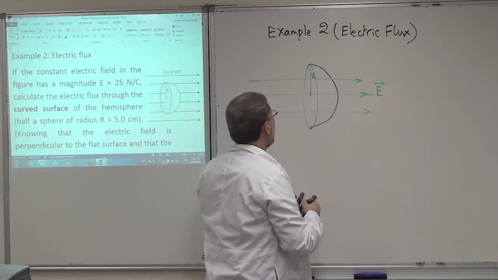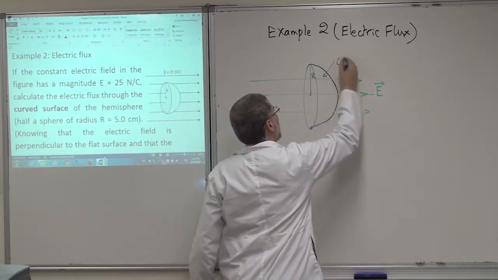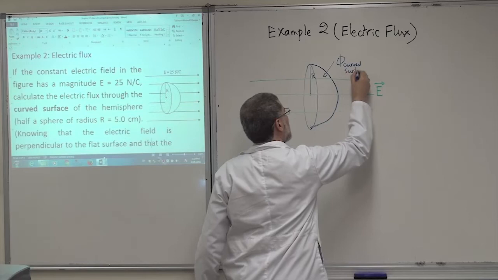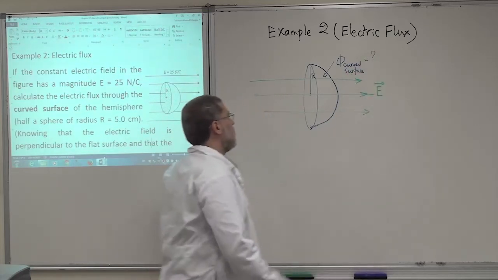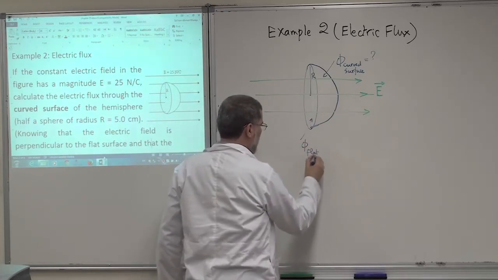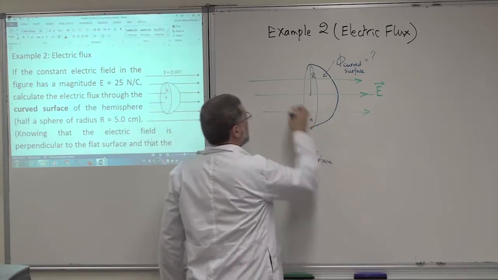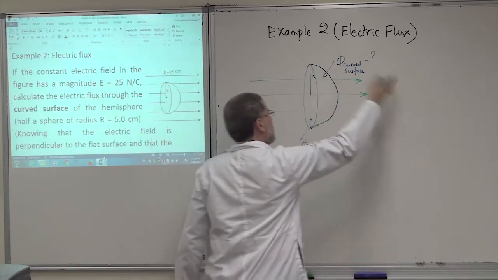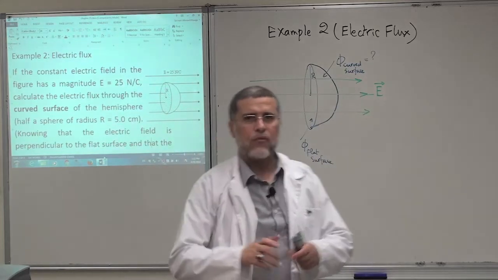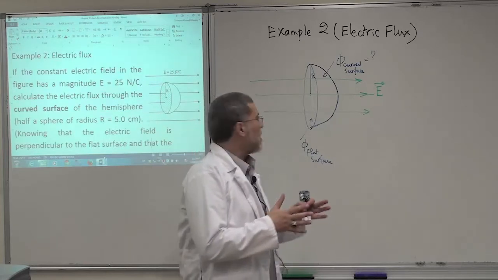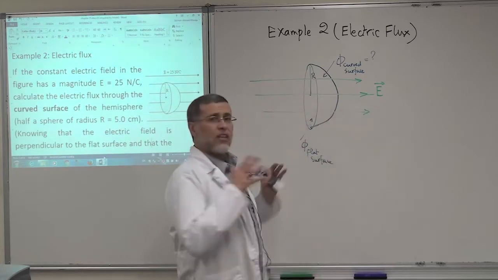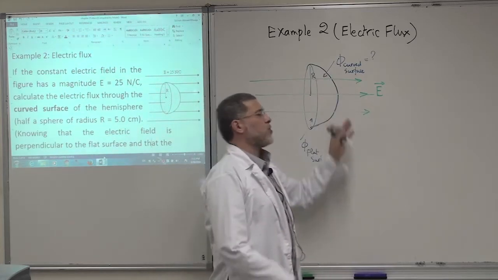Now, he wants the electric flux through this curved surface here. What is the flux through that surface? We also have a flux through the flat surface, because the electric field is crossing the flat surface and the curved surface. We said in the previous video, for a closed surface, when the electric field is entering the surface, the flux is negative. When it is leaving the surface, the flux is positive.